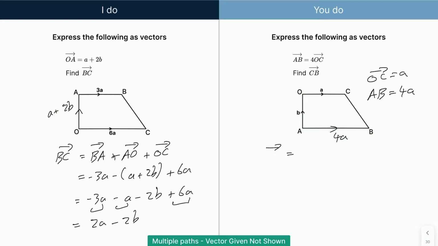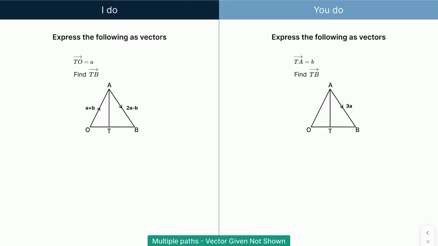Not O to C, that should say C to B. C to B is C to O, and then O to A, and then A to B, which then becomes minus A minus B plus 4A, which to tidy that up becomes 3A minus B.